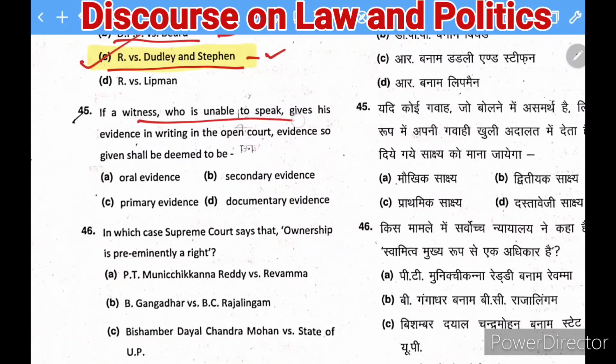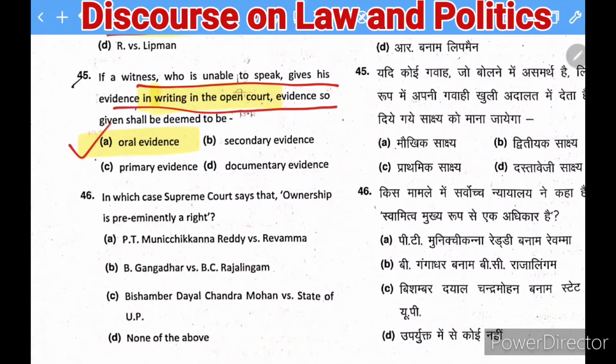If a witness who is unable to speak gives his evidence in writing in the open court, evidence so given shall be deemed to be: oral evidence, secondary evidence, primary evidence, or documentary evidence. So which is the right answer here? Anyone of you, just give your answer through the comment box. The right answer of this question is, even though that witness has given the evidence in writing, it would be the case of oral evidence. Okay. Moving to the next question.